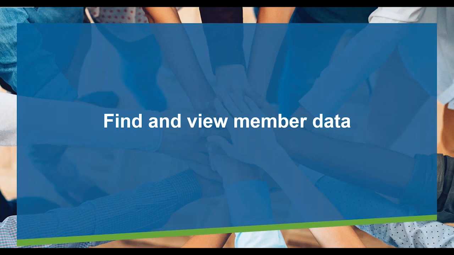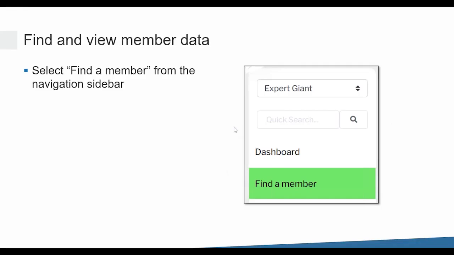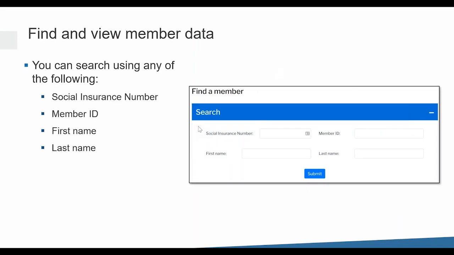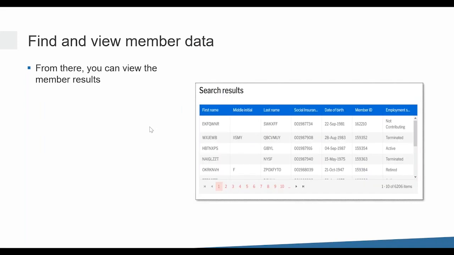Now let's take a look at how you can locate and view your members' data. You can search for a member in the dashboard's quick search section or selecting the Find a Member section on the left-hand side. You can find a member by searching by last name, first name, or SIN. If you search by last name or first name, you will get a list of potential matches to select from.